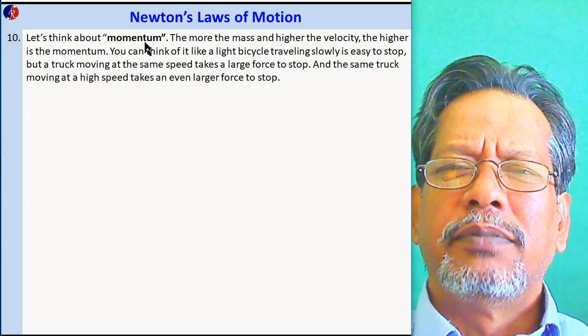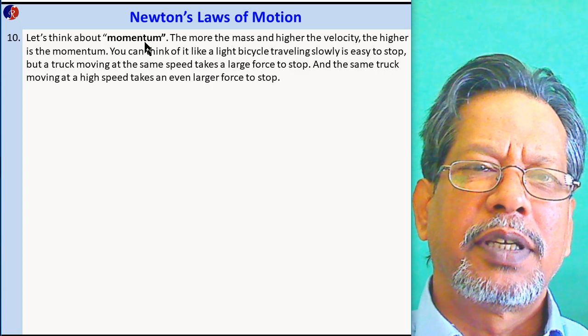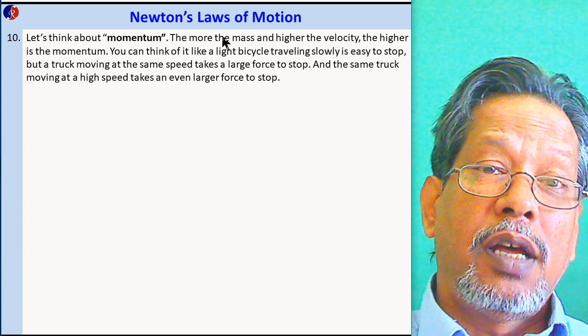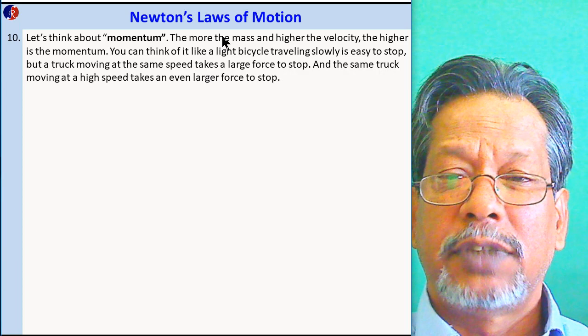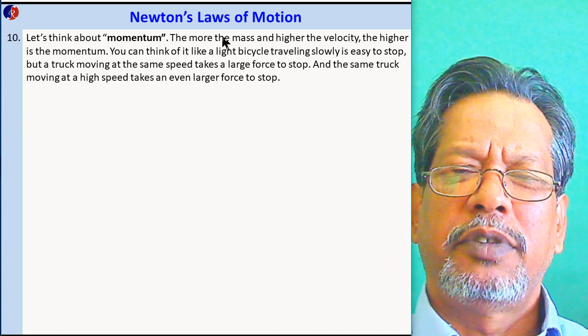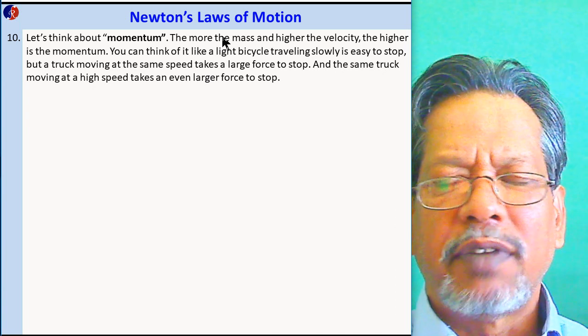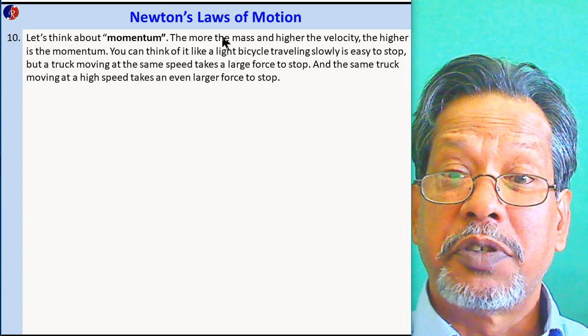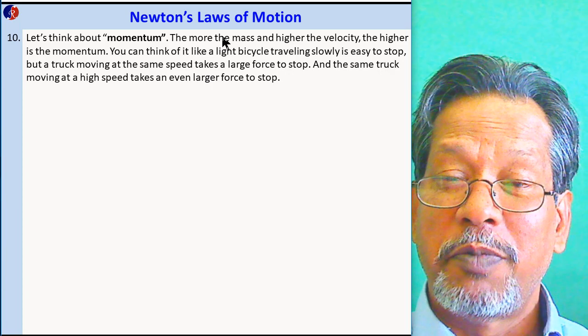Let's think about momentum. Momentum is a very difficult concept. The more the mass, the higher the velocity, the higher is the momentum, even if one of them increases, mass or velocity. So give them examples like small thing traveling at small velocity, small momentum. If it's just stationary, it's got zero momentum. It's got mass, but zero momentum.